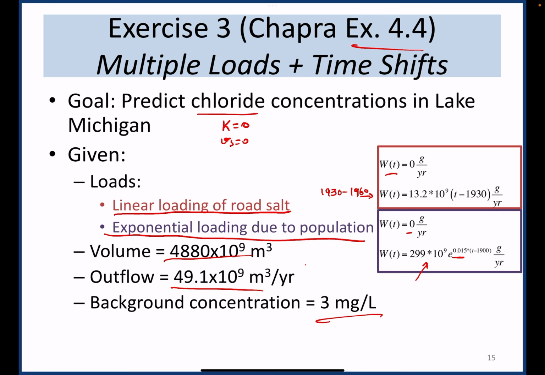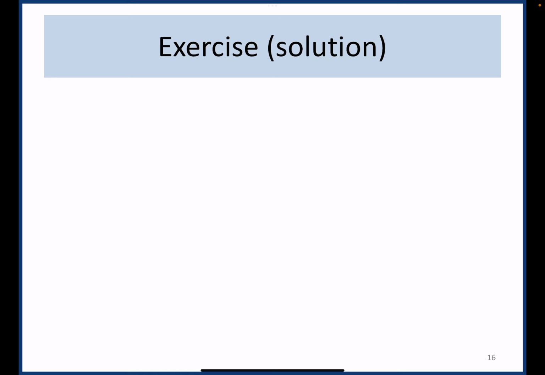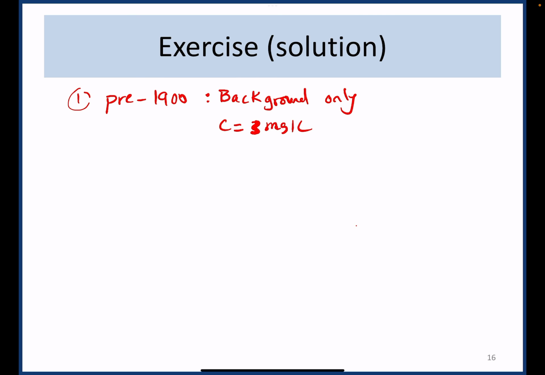Let's look at, if we have space here, let's see. Okay, let's look at this. Let's try to draw it. Initially, pre-1900, beginning of the century, we have no information. We have background only, which is the 3 milligram per liter. C is 3 milligram per liter. And the loading, it's background. We could go back and check it numerically, but we're not interested of before 1900.